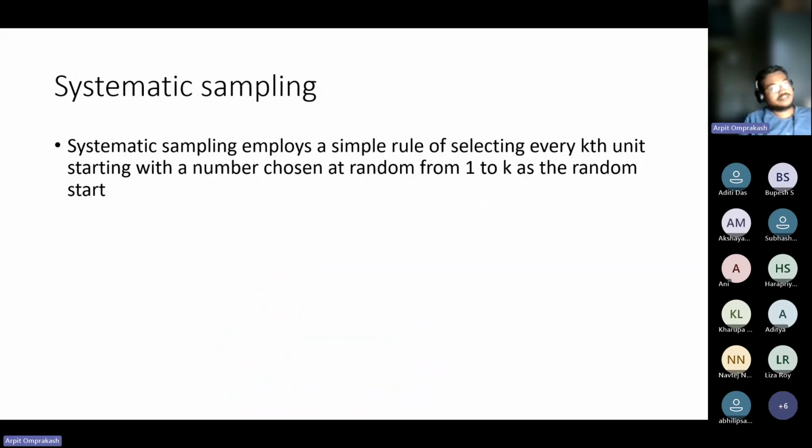In systematic sampling, we have a simple rule that we'll select every kth unit starting with a random number chosen between 1 and k. So for example, let's say we have 20 sampling units, 1, 2, 3, 4 till 20. And we decide that our k will be, let's say, 5. And for the initial one, we have to choose a random number between 1 to k. So 1 to k, let's say we choose 3.